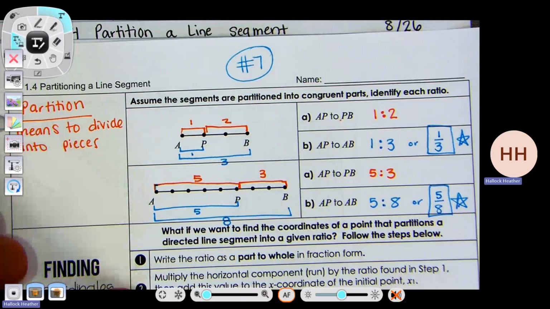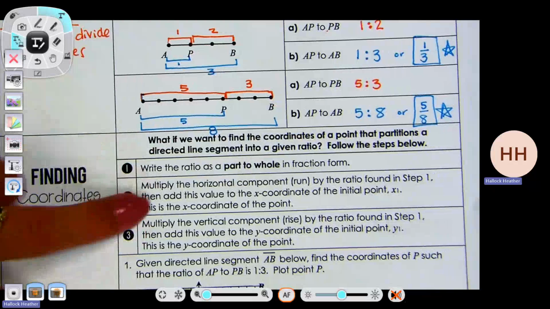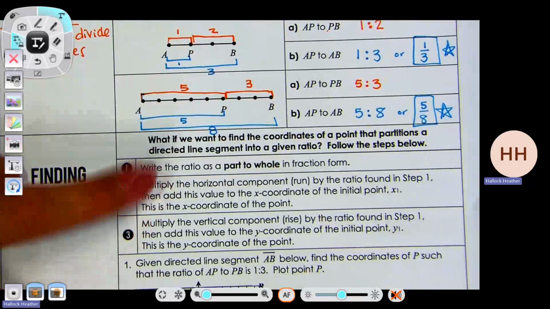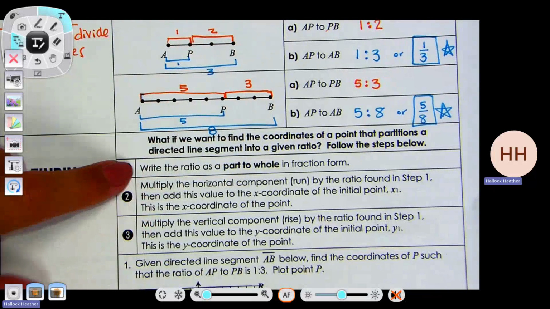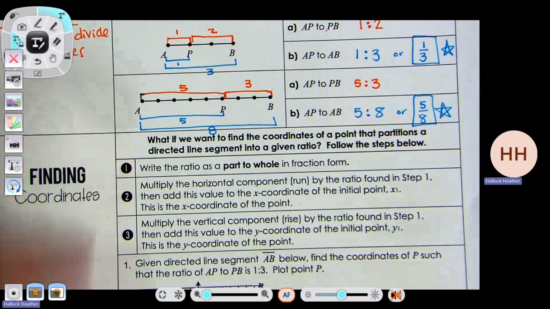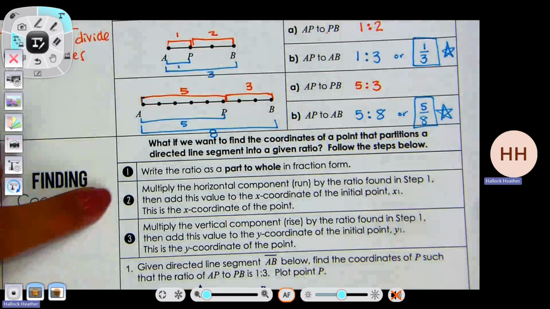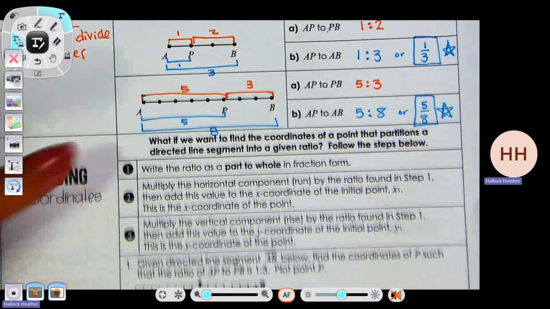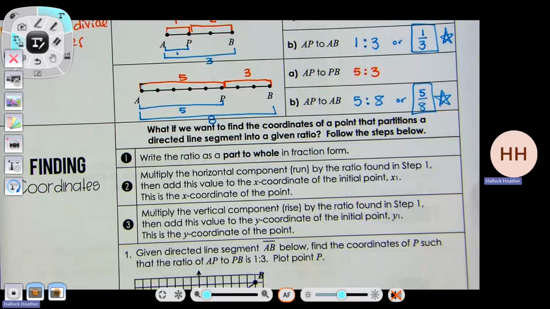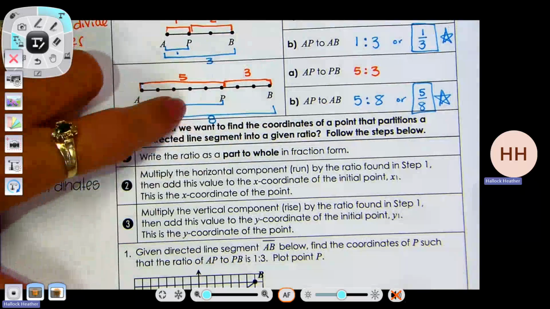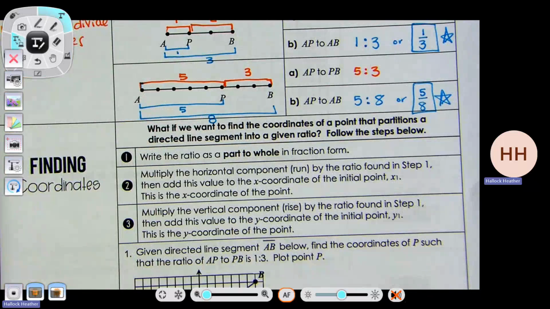Okay. So what all this means, you could read this on your own time. I'm going to explain this to you. Basically, step one, we're going to change our ratio that's given into piece to whole, so we're going to make it into a fraction. Then we're going to calculate how much we rise and how much we run to get to the other point. We're going to multiply it by the ratio, and then we're going to add the initial point. When I'm talking, you're like, what in the world is she talking about? Okay, so we're just going to do a couple problems. It's going to be okay. This is the only paper we're getting today, so bear with me.